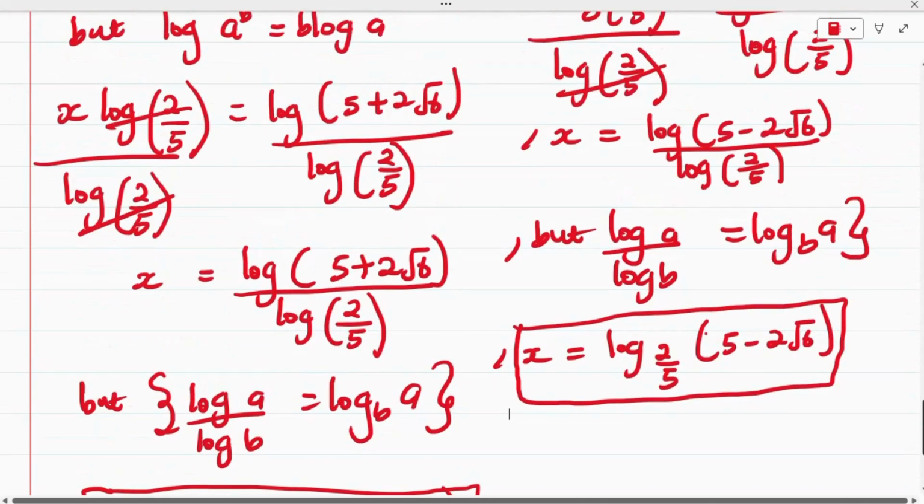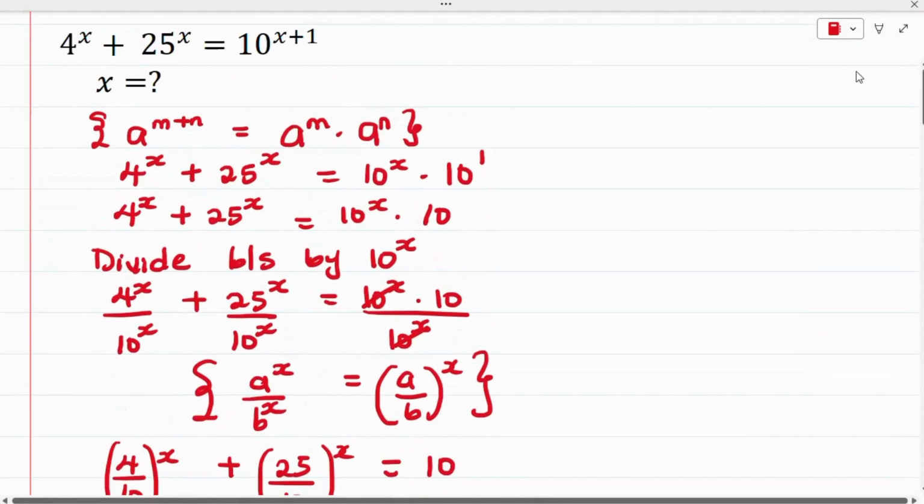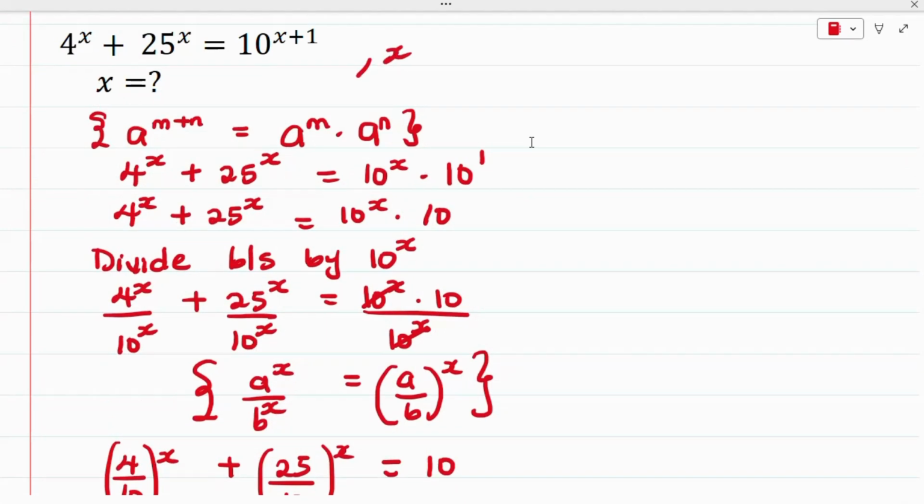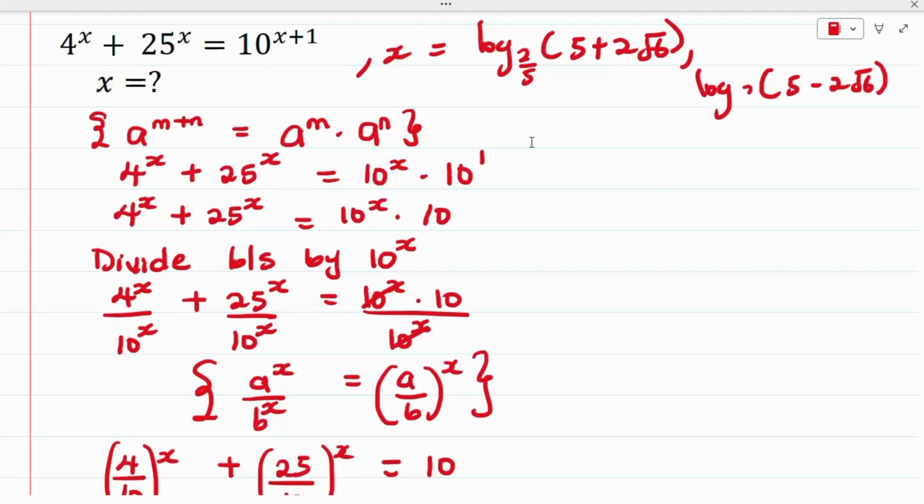So guys, this is how you can solve this nice math Olympiad problem, and we already have the values of x. We have that x is equal to log 5 plus 2 root 6 base 2 over 5. This is the first value of x, and we also have log 5 minus 2 root 6 base 2 over 5. So these are the values of x.